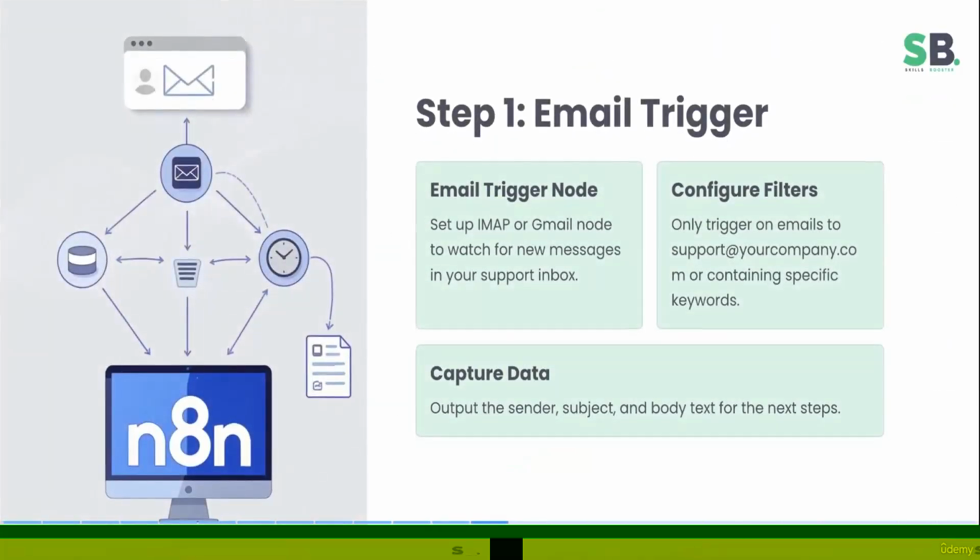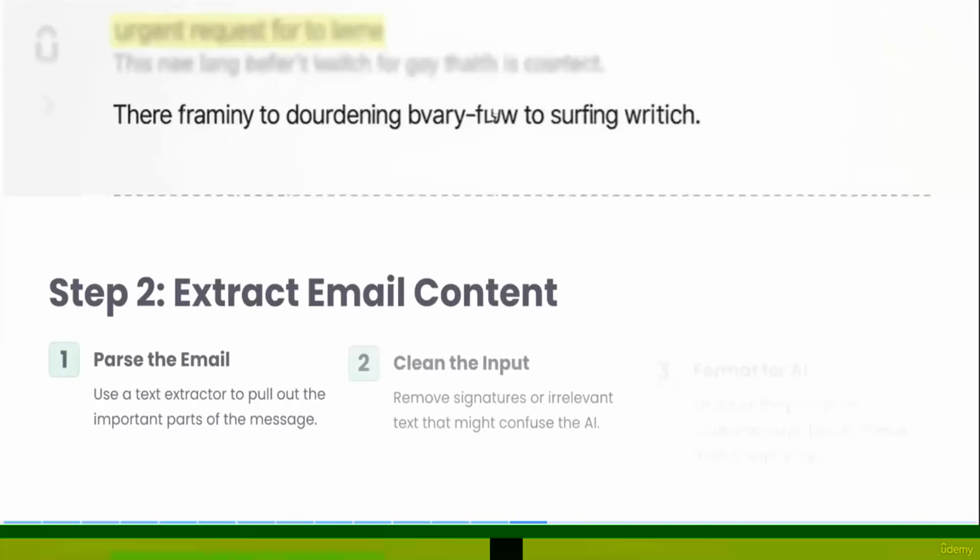Step number one, in this case, is the email trigger. We have an email trigger node, so we set up an IMAP or Gmail node to watch for new messages in your support inbox. After that, we configure filters. It only triggers on emails to support@yourcompany.com containing specific keywords. And capture data. Output the sender, subject, and body text for the next steps.